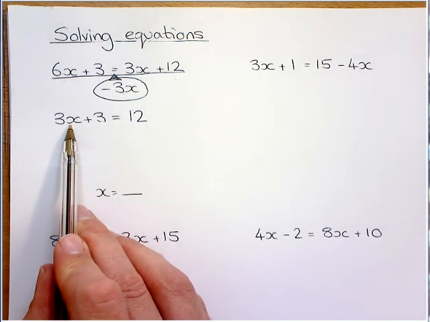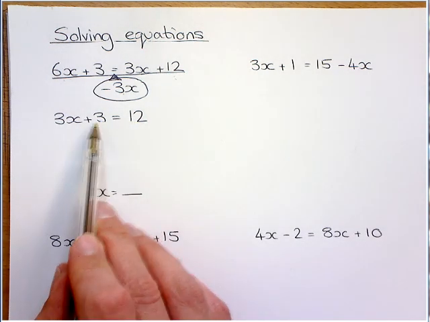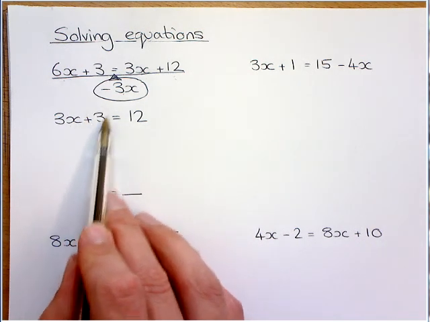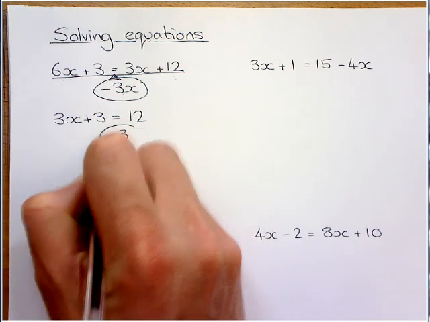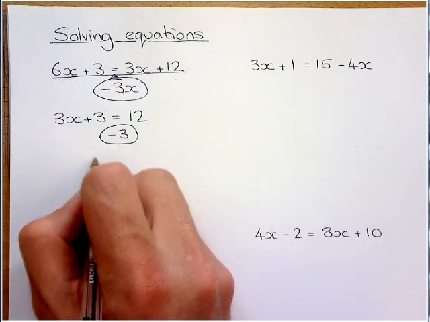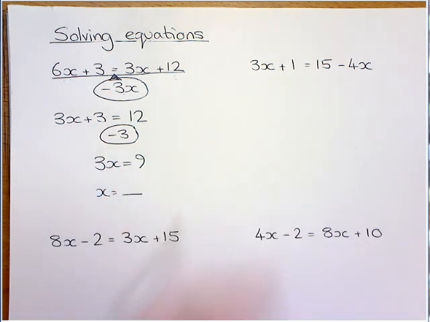Now, the letters are all on one side. These number terms have to be on the other side. So this one is on the wrong side. So how can I get rid of this plus 3? Well, take away 3. And again, you have to keep it balanced, so do the same to both sides. Giving me 3x is 9.